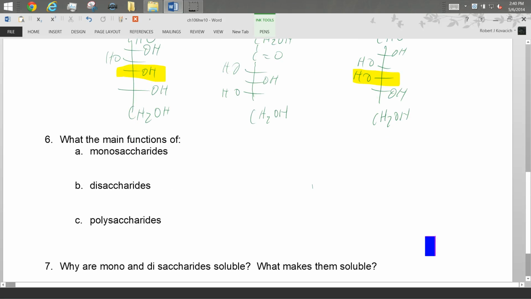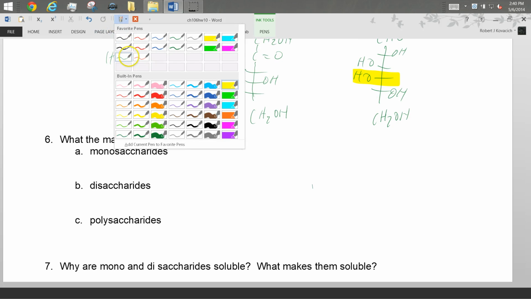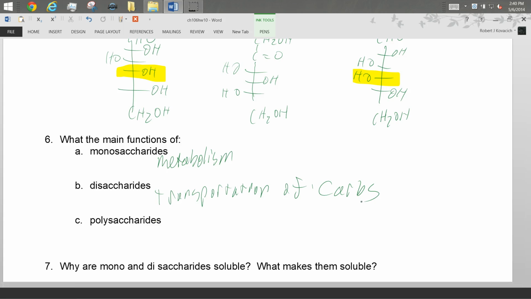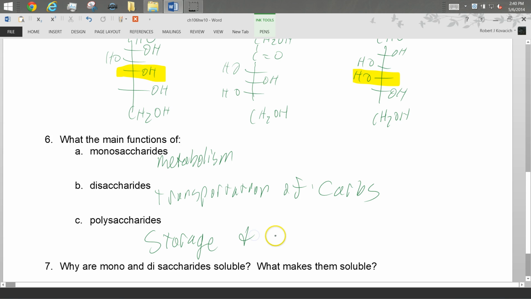All right. Monosaccharides, what's their main function? Metabolism. Okay. And the disaccharides? Transport of monosaccharides. And the last one? Structures of the plants. Storage.